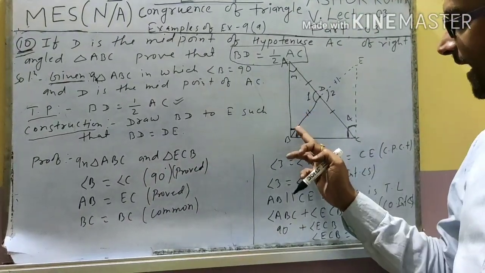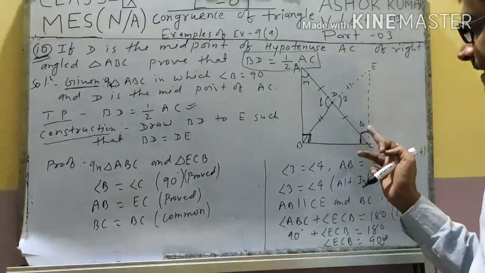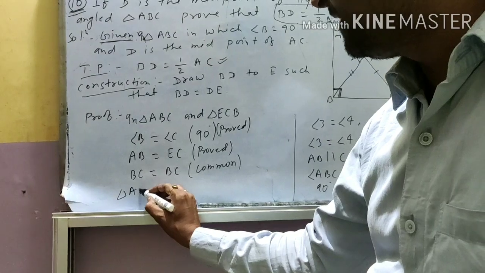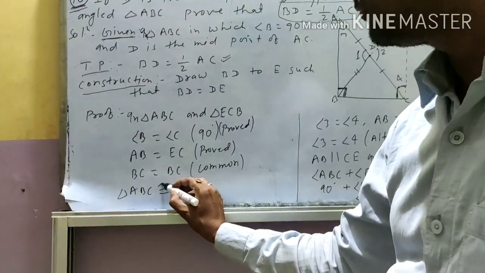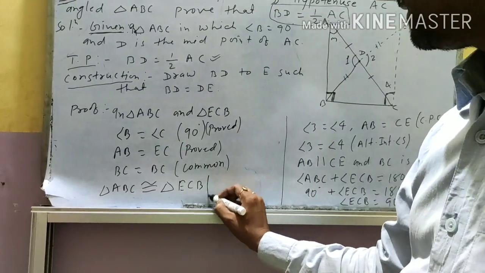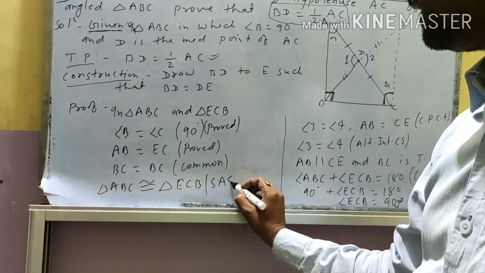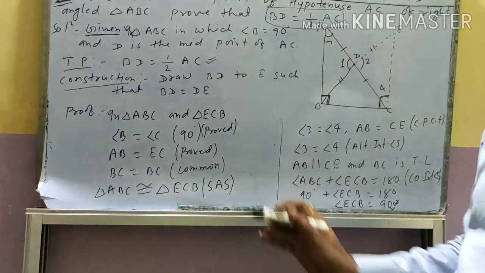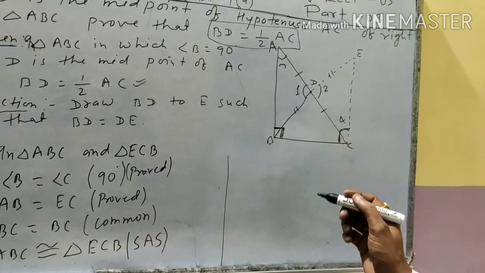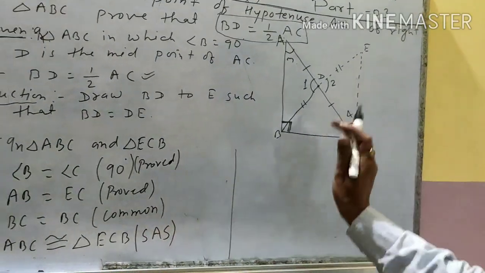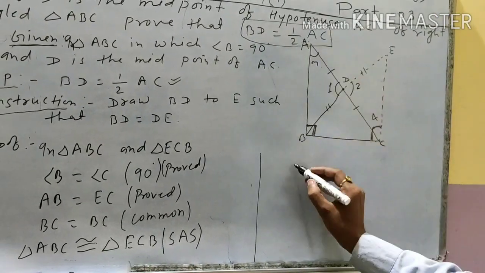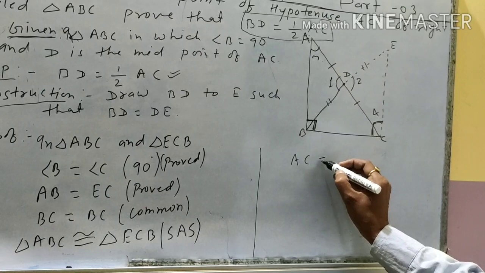So side angle side. Triangle ABC is congruent to triangle ECB. The reason is side angle side. By side angle side criteria, these two triangles are congruent. So by CPCT, we can write here AC is equal to BE.